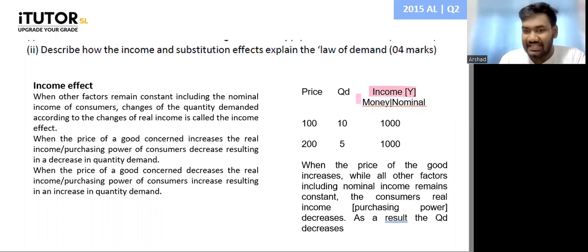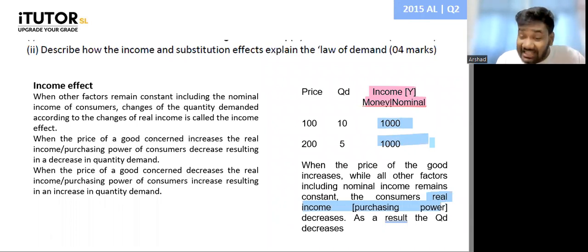Income, in other words, income means nominal or money income, and also this one, real income and purchasing power. Real income and purchasing power is something different from money income or nominal income. What is money income, nominal income? That is your salary. That is not changing. Don't go and say income is changing. In the income effect, what is happening? When the price changes, the real income, the purchasing power is only changed. See, this is still 1,000, no? You're still earning 1,000 rupees. That has not changed. Your purchasing power or your real income has changed.